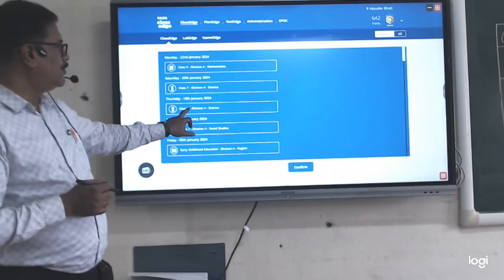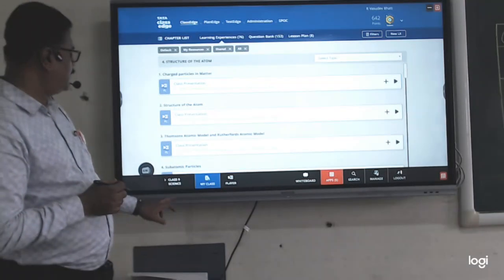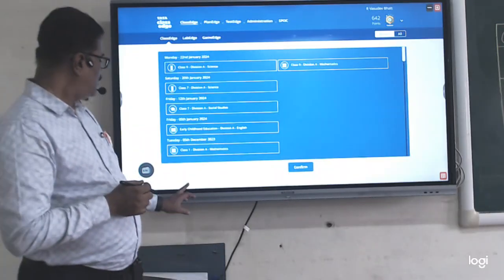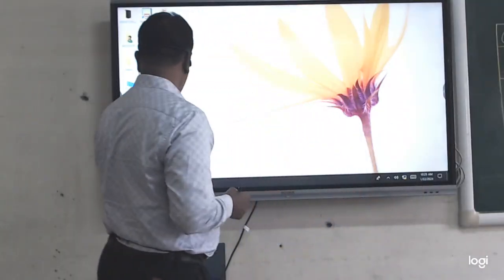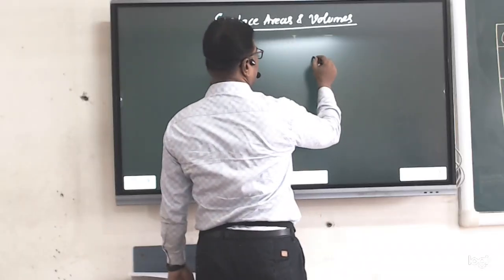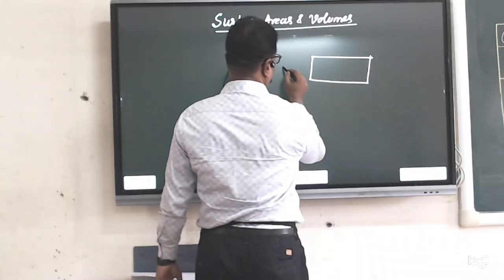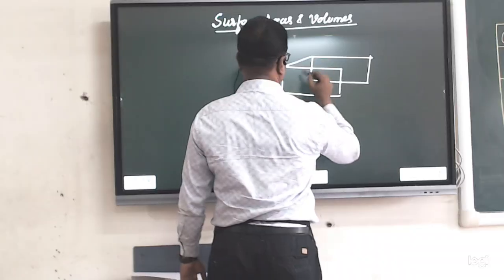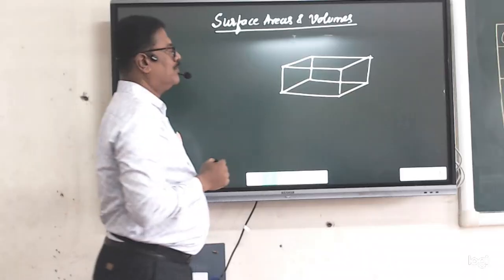Right. So now let me take some problems here. Now tell me, if I write this shape of a solid like this, tell me what is the shape of this solid?